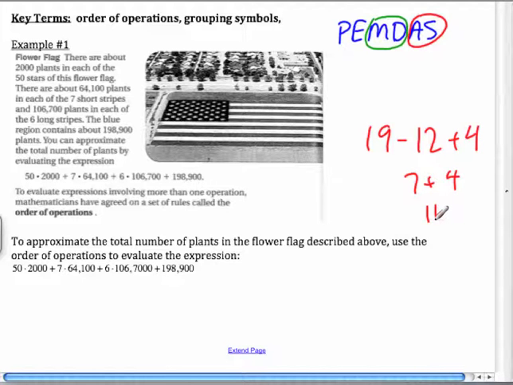All right? What if I added first? 19 minus 16. I don't get the same thing, do I? So I definitely need to follow PEMDAS, but remember, with addition and subtraction, I go from left to right, whichever one shows up first. Henry? Is it the same thing with division and multiplication? It is the same thing with division and multiplication.